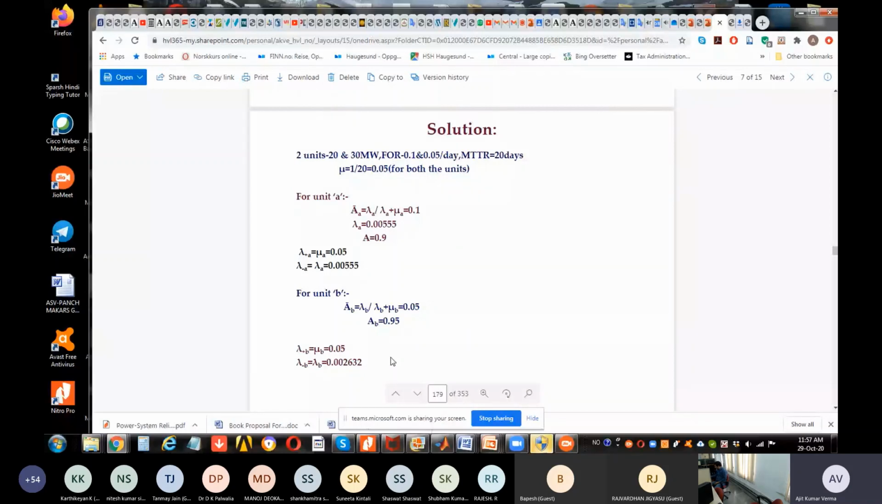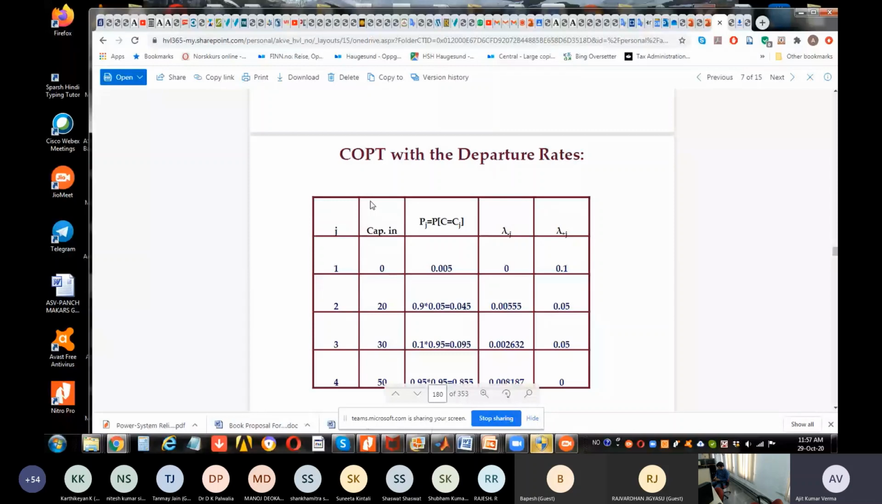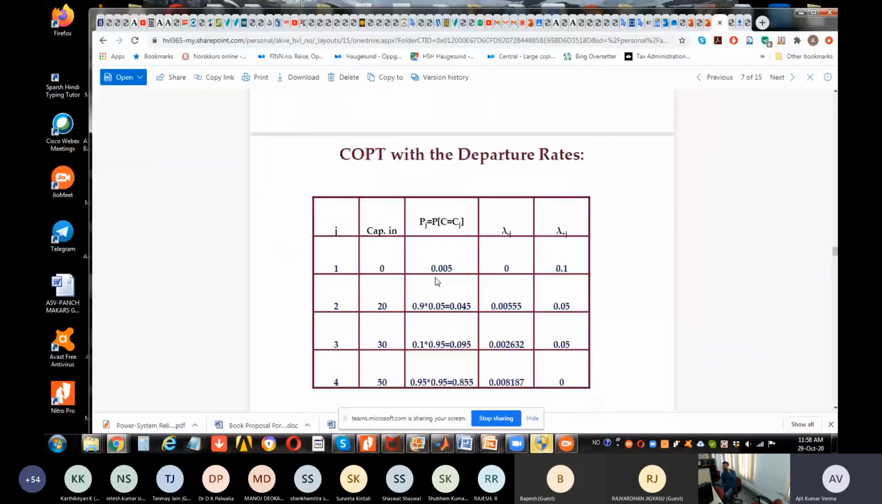So now you have the capacity outage probability table. In the capacity outage probability table, no big deal. Zero capacity in means the 20 megawatt has failed and the 30 megawatt has failed, isn't it? Two units, 20 and 30. So what is the probability? 0.1 multiplied by 0.05, so that's 0.005. And then what is the transition to a lower state? Is there any lower state? No, zero. Nothing, so it's zero.